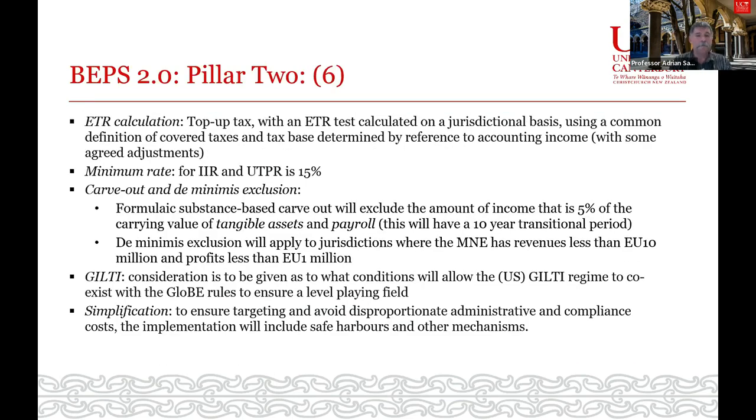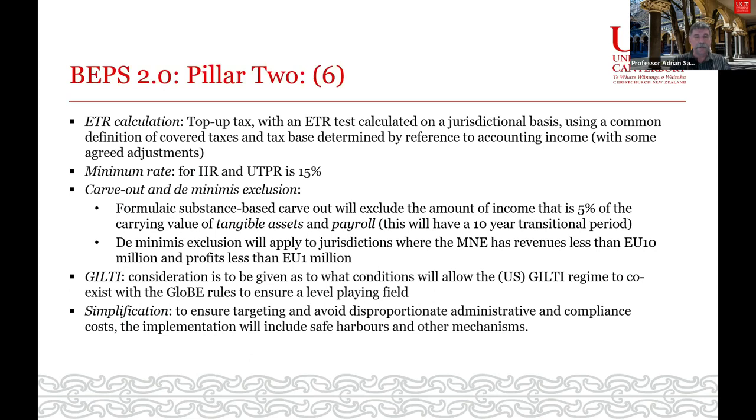So, in terms of how the effective tax rate is calculated, it's essentially like a top-up tax. So in essence, if the effective tax rate is lower than the 15% rate that's been set, then there will be the ability to collect, or tax will have to be paid between what is being paid and the 15%. This ETR is going to be calculated on a jurisdiction-by-jurisdiction basis. It's to use a common definition of covered taxes, so that has to be agreed to, and a tax base determined by reference, and this is interesting again for the accountants, reference to accounting income. So we're going to obviously make a lot of use here of how income is determined for accounting purposes, including obviously international financial reporting standards, etc. There will be some agreed adjustments. Again, more detail is needed on exactly what they will be.